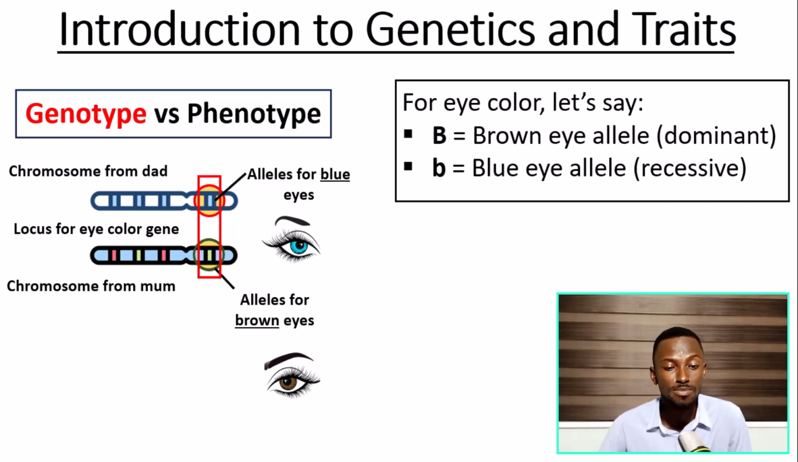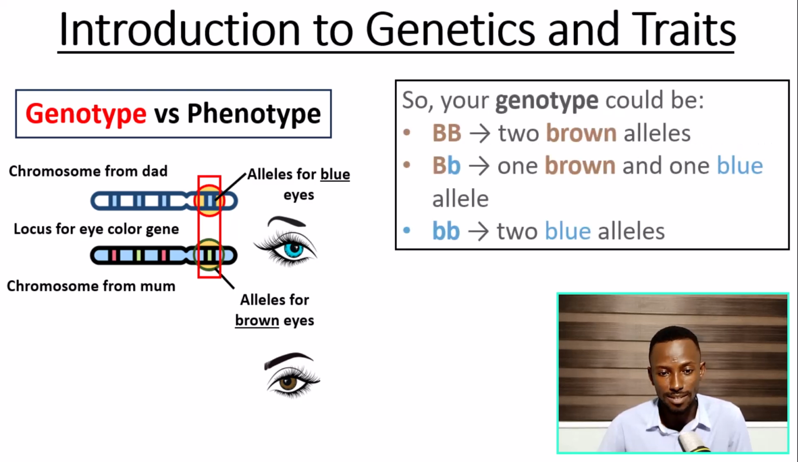Let's assume capital G is for brown eye color, dominant, and small g for blue eye color. So the letter doesn't matter. Just make sure that the capital letter goes for the dominant and the small letter goes for the recessive. For eye color, let's say capital B is for the brown eye allele, which is dominant, and small b for the blue eye allele, which is recessive.